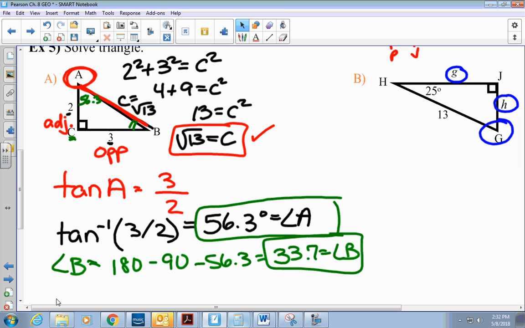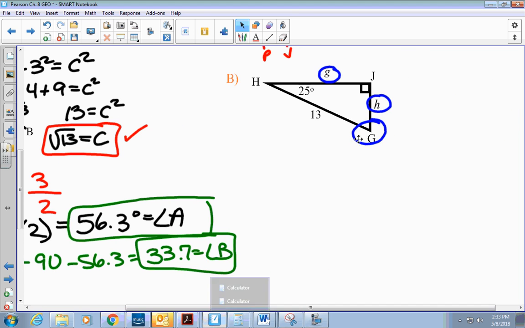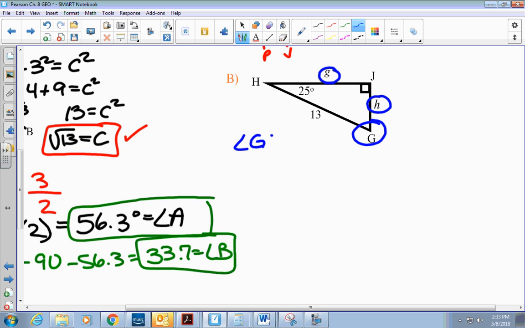Okay, so how are we going to find our missing angle G? How are we going to find this missing angle? Subtract or add 90. Okay, so add 90 is 25. There you go. Okay, and what do we get when we do that? 90 plus 25. 105. Okay, and then what do we do with that number?